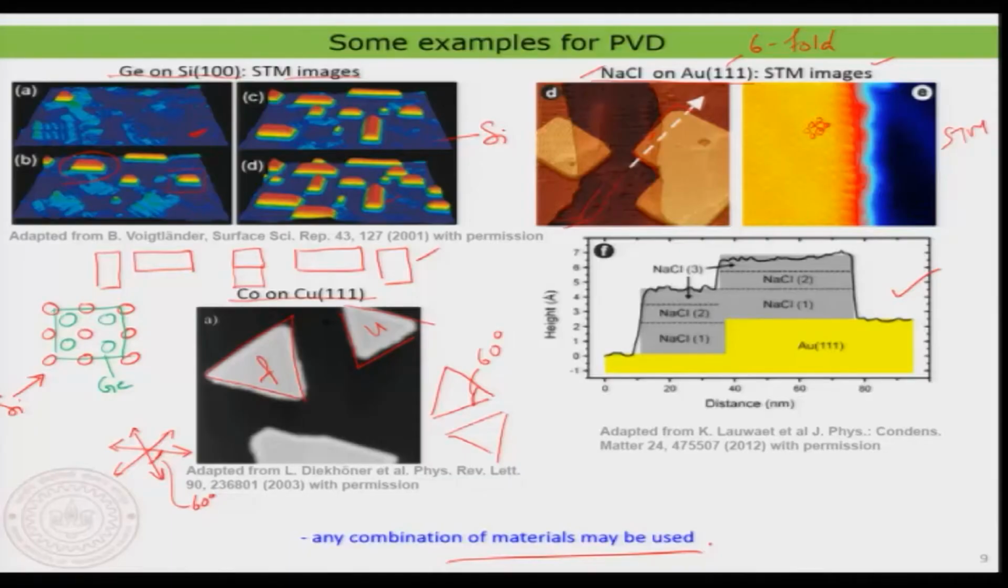So there you can start to understand this in more detail, and then you can see from the symmetry of the island formed what is going on at the interface. Good. Then any combination of materials may be used. That is also the interesting thing about physical vapor deposition, that you can evaporate any metal on top of any material.